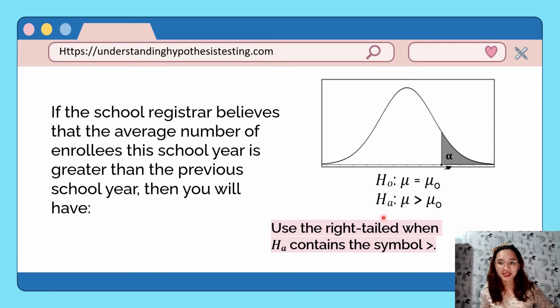Specifically, a right-tailed test. Ayan. So, ito po yung illustration niya na kung saan ang alpha po natin ay nasa right tail. So, use the right tail when our alternative hypothesis contains the symbol greater than. Okay?